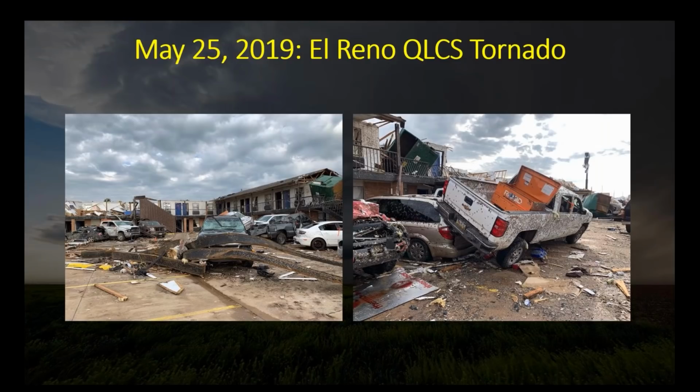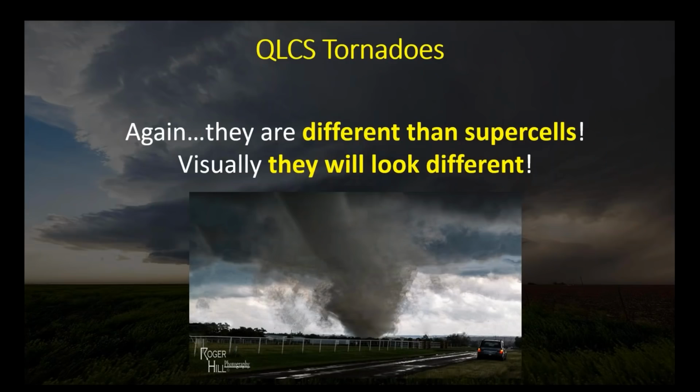Here are some photos of the damage from the El Reno tornado. So yes, though it is rare, QLCS tornadoes can be significant and deadly. Again, I want to re-emphasize, they usually look different than supercells. QLCS tornadoes are much more dangerous to storm spot because they are often quick moving, rain wrapped, and usually only last for a little time.